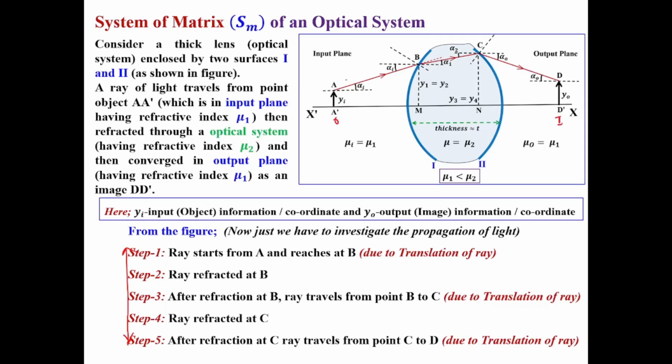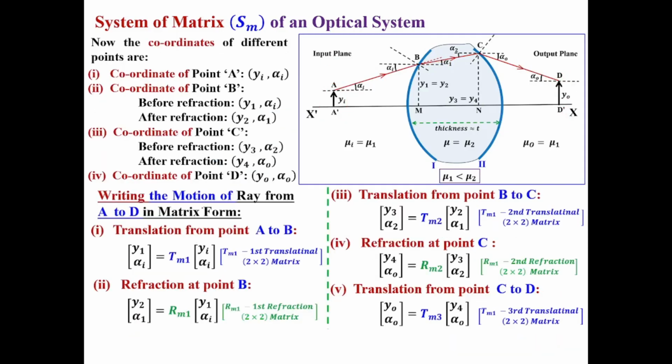Okay, so here A to B is your translation of the ray. At point B, refraction. Again B to C, translation. At C, refraction. Again C to D, translation. With the help of these 5 steps, we can get the image information of the object A dash, which is in the input plane. So how are we going to do that? For that we have to consider the coordinates of different points.